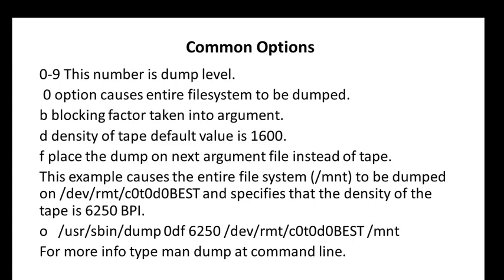The b option takes a blocking factor as an argument. The d option sets the density of the tape; the default value is 1600. The f option places the dump on the next argument file instead of tape. This example causes the entire file system to be dumped and specifies that the density of the tape is 6250 bpi.